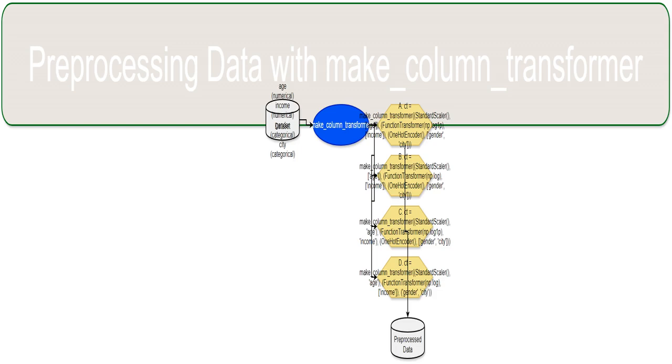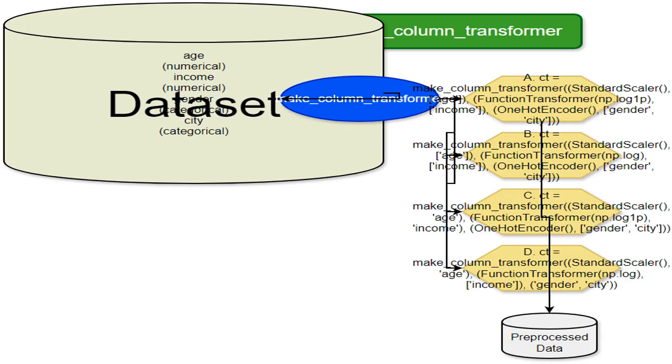This section introduces the core task, preparing data using the make_column_transformer function from the scikit-learn library. We'll learn how to apply various transformations to different columns of a dataset. It's like having a toolbox for data cleanup. The dataset we're working with contains a mix of data types. I have numerical data, age and income, and categorical data, gender and city. Think of it like a spreadsheet with different kinds of information.